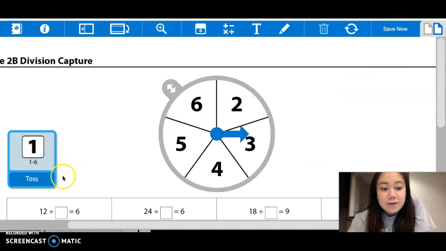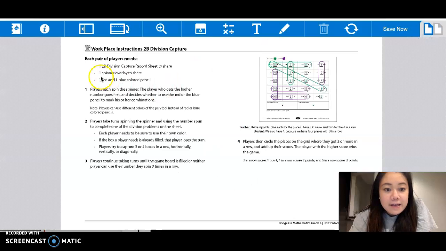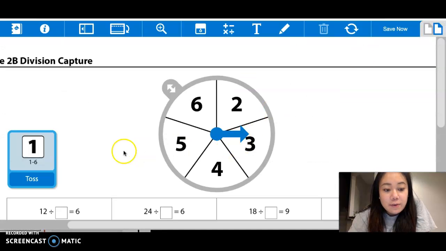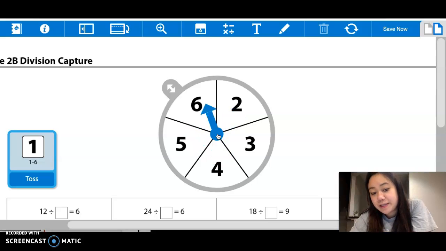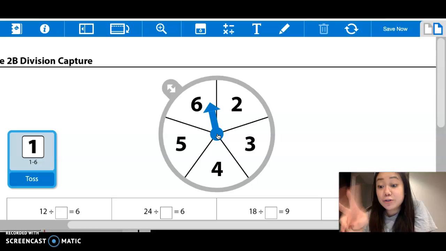First, each game is going to need a record sheet, which looks like this, and you're going to need a spinner and 2 colors. So what you're going to do is spin. Let's say I'm player 1, I spin a 2. Player 2 spins a 2 also, so it's a tie. So I spin a 4, player 2 spins a 6. So player 2 goes first. Whoever spins the higher number goes first.